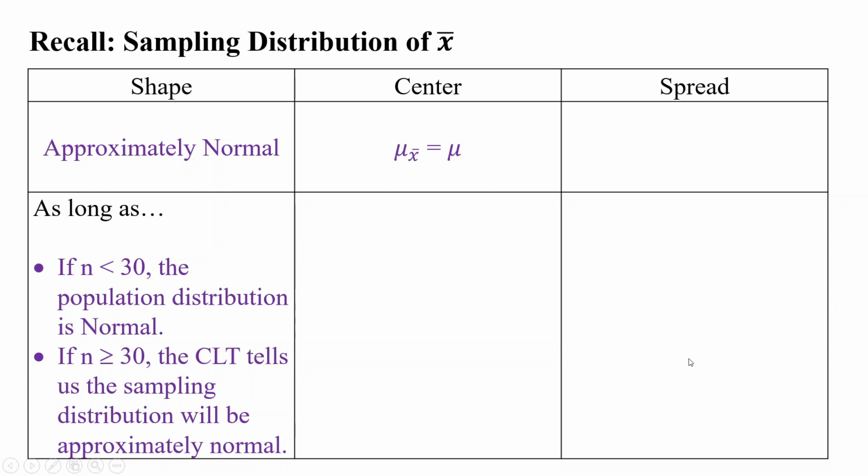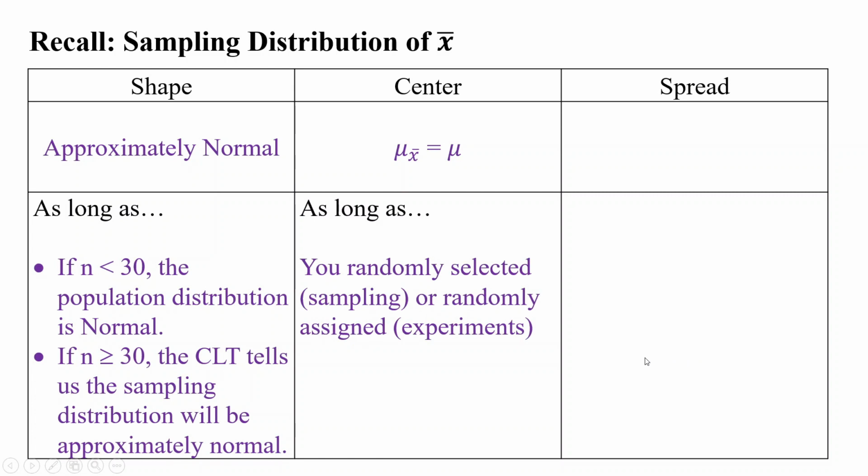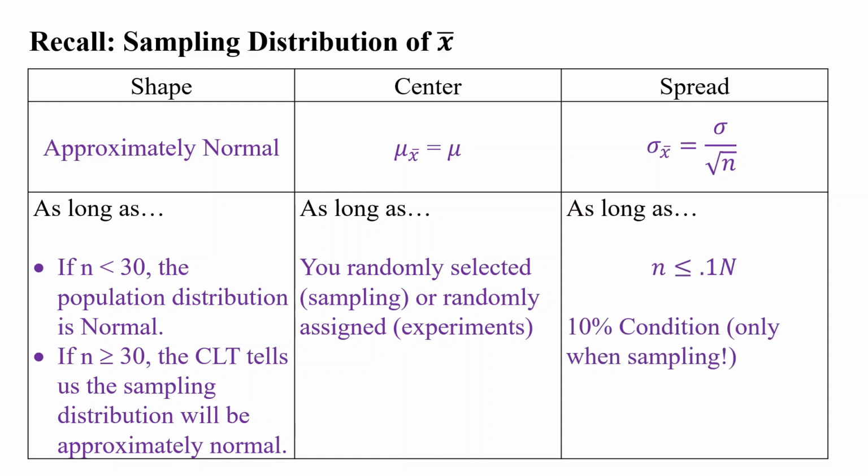Okay, shape. Center. The center of our sampling distribution is going to be equal to our population center, as long as either we randomly selected or randomly assigned, depending on the situation. And then our spread, we have this formula for calculating the standard deviation of a sampling distribution for means that's based on the population standard deviation. And we could use this as long as n was less than or equal to 10% of our population. And this, again, just means we can sample without replacement without affecting our population too much. So that was our sampling distribution of X bar.